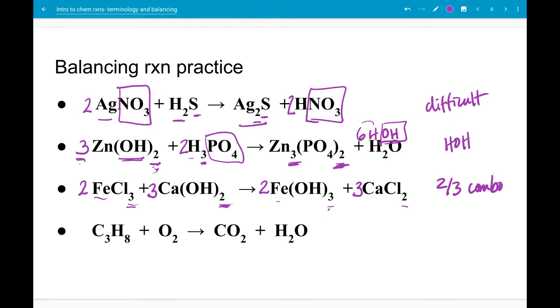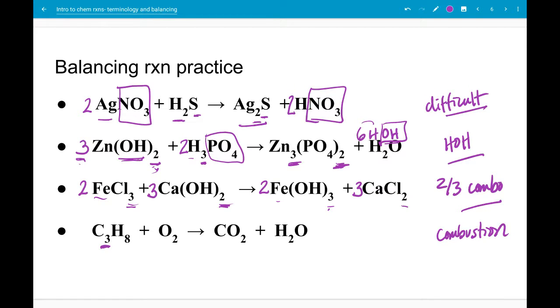Okay, so if we're looking back at my rules, there's the difficult, the water is a hoe, 2-3 combo, and this is a special kind of reaction called a combustion. So you're going to have a bunch of C's and H's plus O2 always yielding CO2 and water. These tend to be the most complicated for balancing. So I always suggest starting with carbon first.